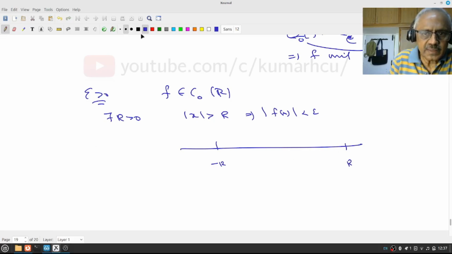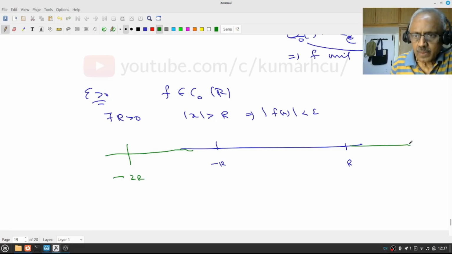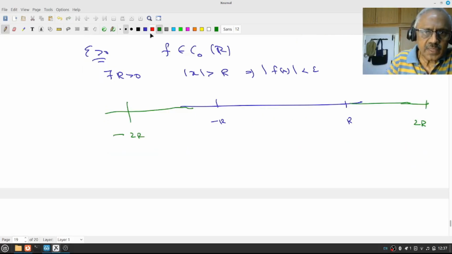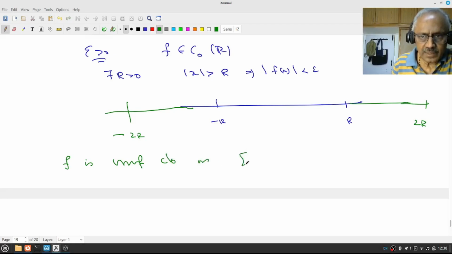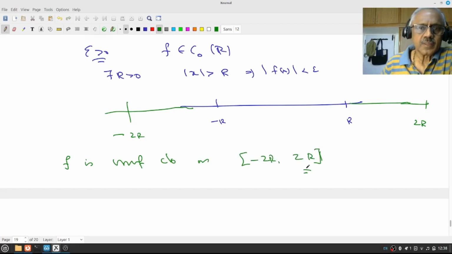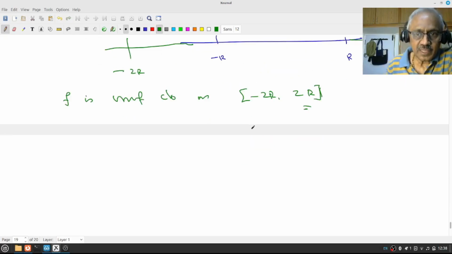Then let's look at minus 2R to 2R. Then what I want to say is that f is uniformly continuous, not necessarily on minus R to plus R of course, but on minus 2R to 2R. Do you agree with that? Because now this is a continuous function on a compact set. Therefore, it is uniformly continuous, right?